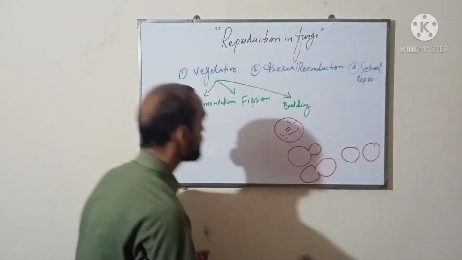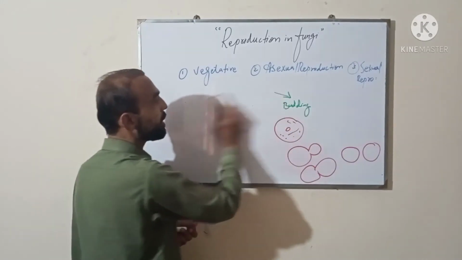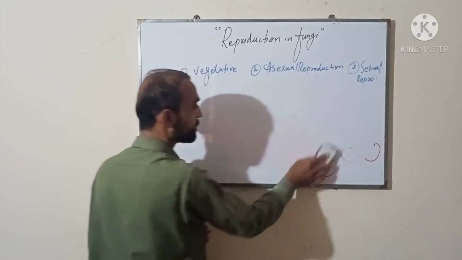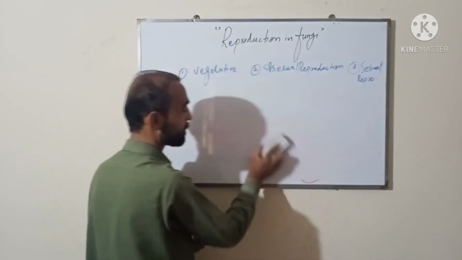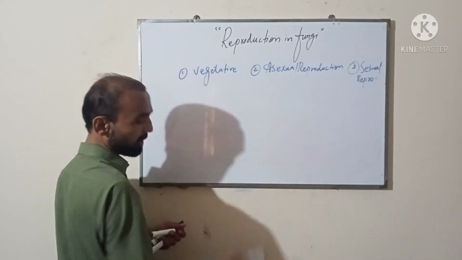Now I will tell you that this is vegetative reproduction. In vegetative reproduction, only body parts take part in the reproduction.